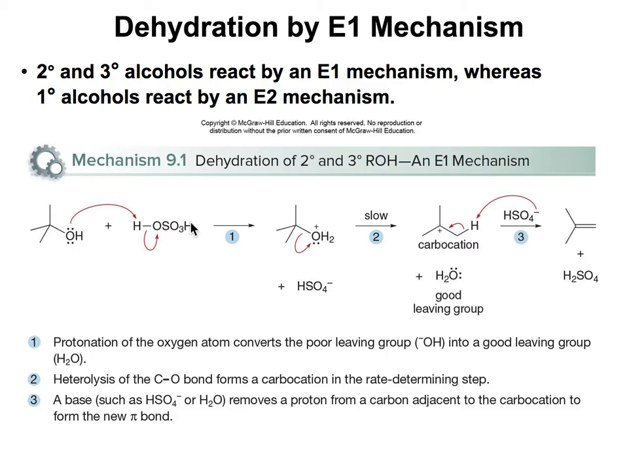And so the mechanism: you will get that OH protonated. Sometimes you will see it as sulfuric acid, or sometimes you will see the hydronium. In both cases, it's correct. That will get protonated, that will give us water, and the formation of the carbocation is the slow step. But then once the carbocation forms, the conjugate base of that acid can act as a base, grab that hydrogen, and that will give us the double bond.